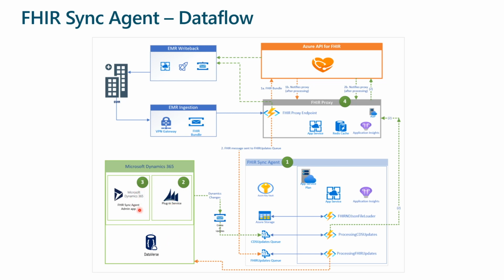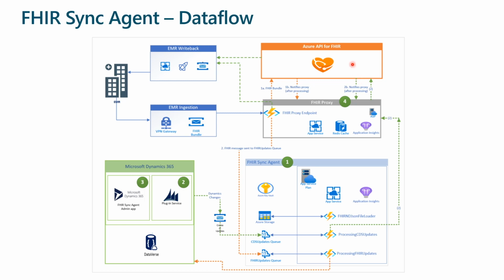And if there are any updates made on the Microsoft Cloud for Healthcare, those messages would be sent via the plugin service available on the platform and sent to the CDS updates queue, which is in the FHIR Sync Agent. And the second function, the processing CDS updates, would process those CDS messages back to the Azure API for FHIR through FHIR proxy.